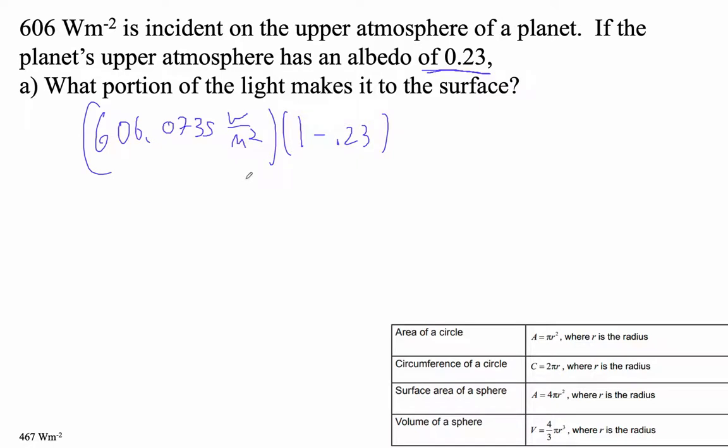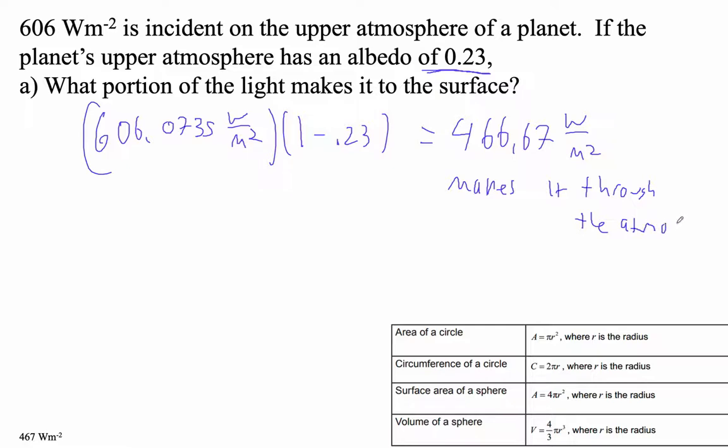So I'm going to take that number, that's 606, and I'm going to go times parentheses 1 minus 0.23, because this is how you do albedo, right? And I get that this is 466.67 watts per square meter makes it through the atmosphere. So we got our right answer here. All right, so now let's look at the next thing.